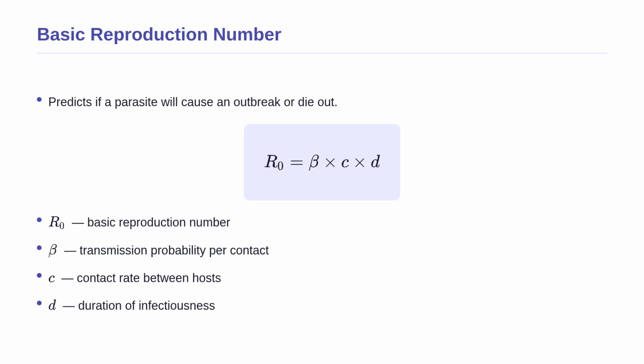Beta is the transmission probability, meaning the chance the parasite jumps during an interaction. The variable C is the contact rate, or how often hosts interact. Finally, D is the duration of infectiousness, which is how long the host sheds the parasite. If any of these variables increase, the parasite spreads faster. If R0 is greater than 1, we get an outbreak. If it is less than 1, the parasite eventually dies out.